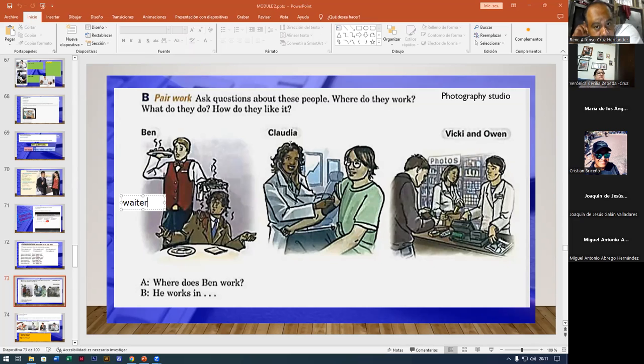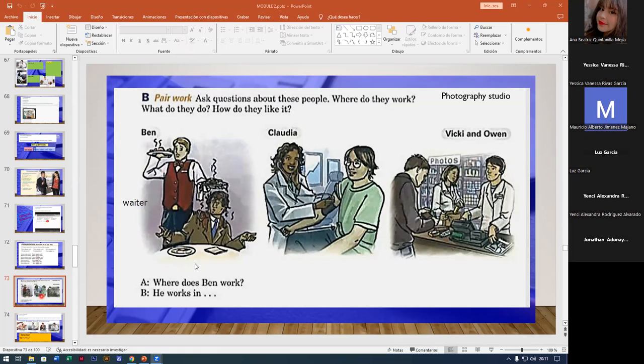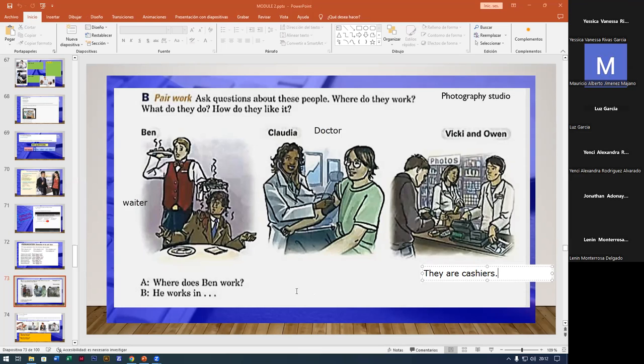That's good. What about Claudia? What does Claudia do? She's a doctor. Excellent. That is correct. Doctor. Perfect. What about Vicky and Owen? What are they? Cashier. They are cashiers, right? Okay. They are cashiers. Cashiers, correct. That's a good one, okay? So they receive the money, right? It has to do with the business there. Yes.